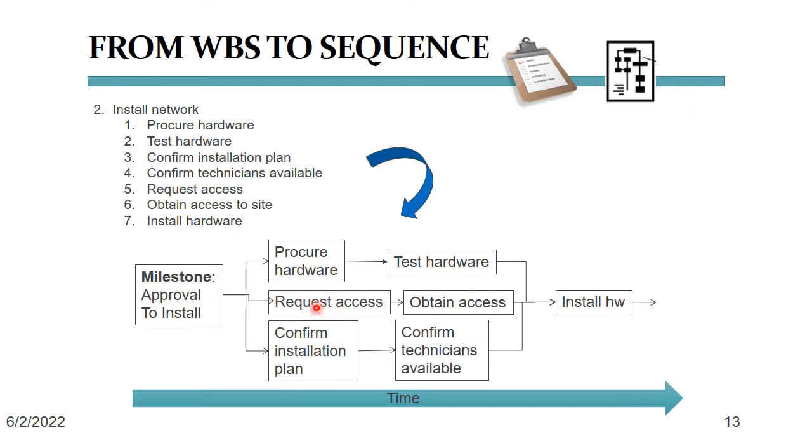However, that access is not needed to purchase or test the hardware, so this work stream can run in parallel to this one. The same thing goes for the installation plan and the availability of technicians for this installation. The only thing that all of these tasks have in common is that they need to be complete before we can successfully install the hardware. This diagram that you're looking at is called a network diagram. We will talk about that in much greater detail in a later module of this course.